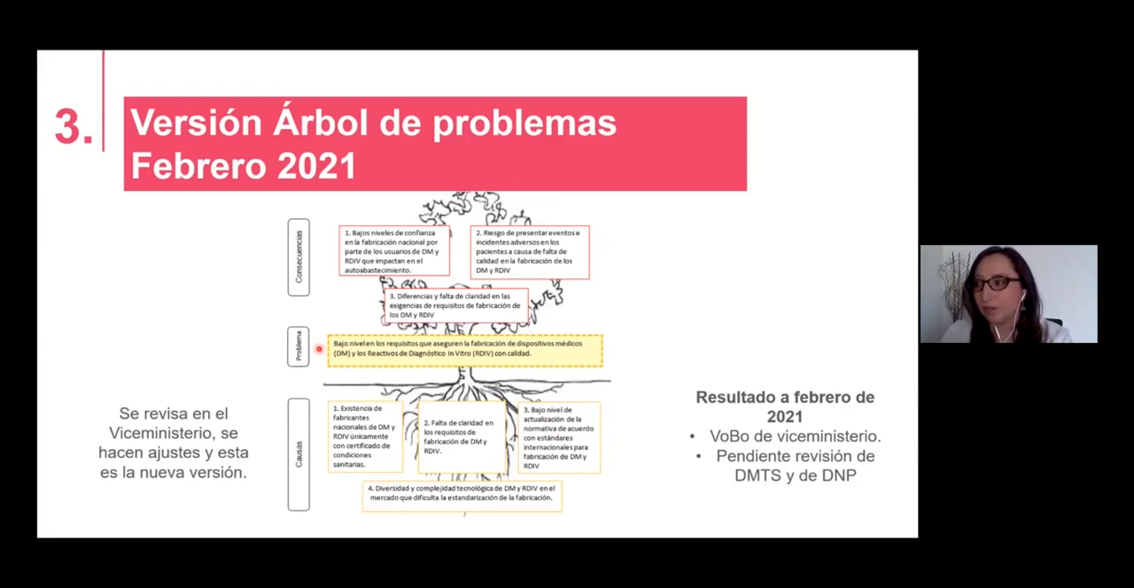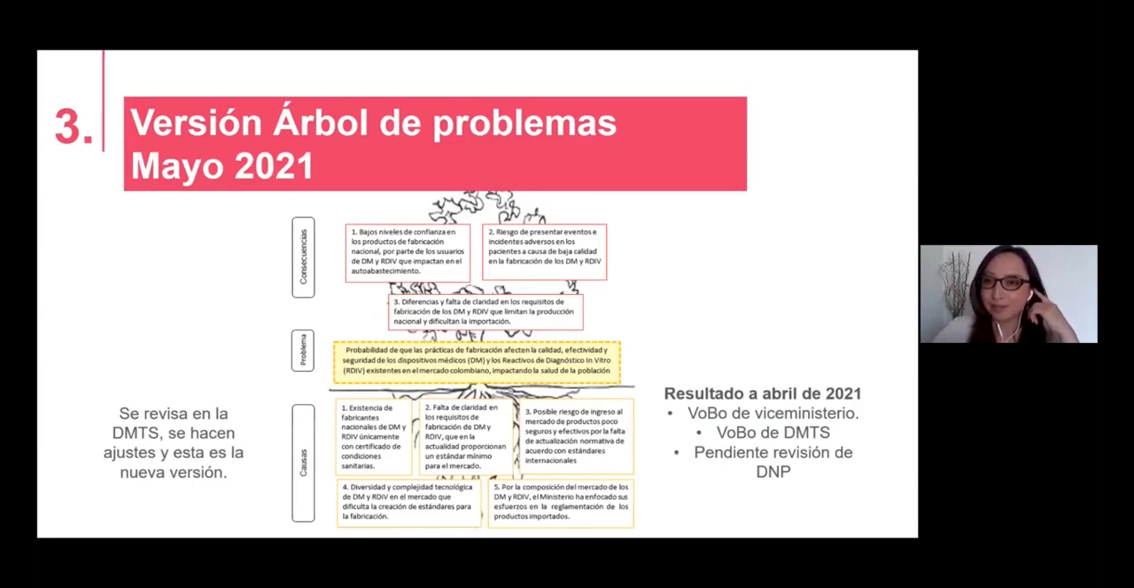And what we needed was the review of the director, and we know that this is part of the practice, and we have this new methodology to develop. So the guideline is that the GMP is going to help us to review each of our advances. And now with the director, we had some meetings and discussions regarding this problem tree. And now the problem changes to the probability that the manufacturing practice may affect the quality, effectiveness, and safety of the medical devices and IVD reagents existing in the Colombian markets, impacting the health of the population. So this is finally the document that we sent to the National Planning Department in 2021.